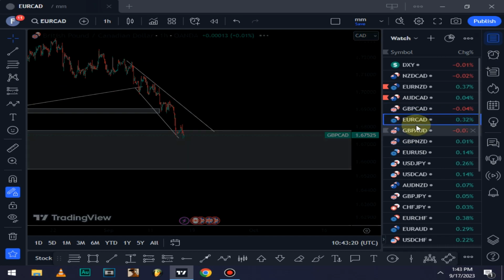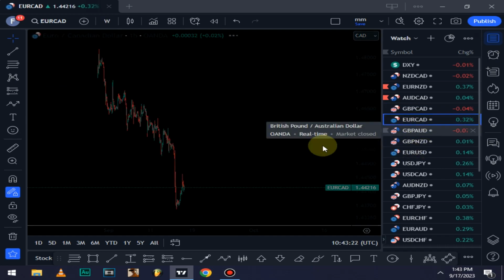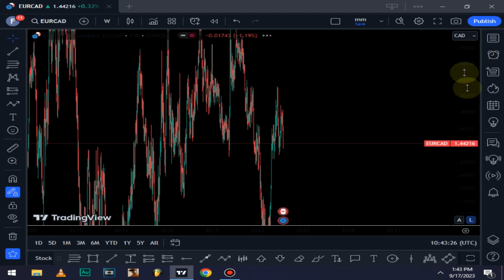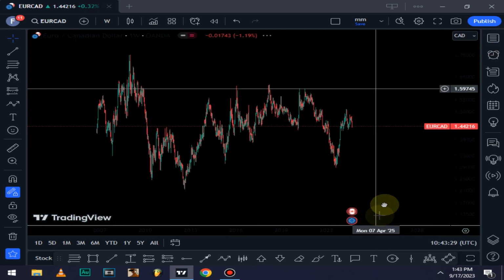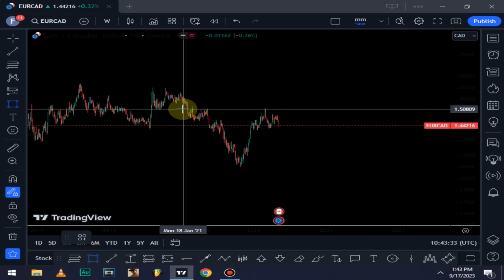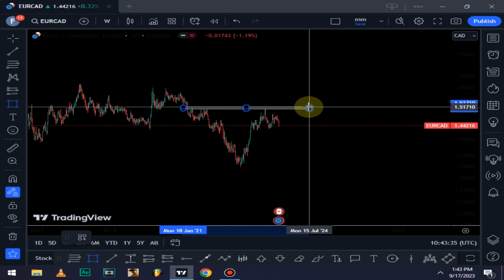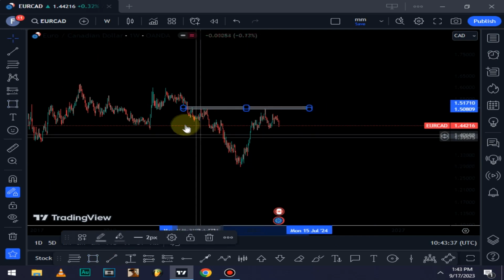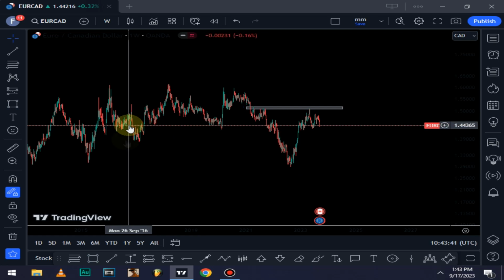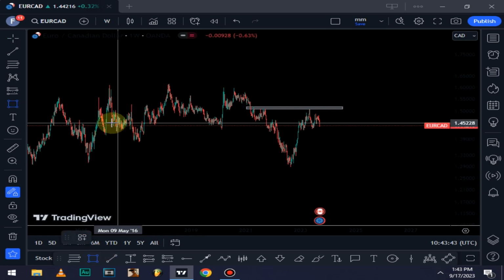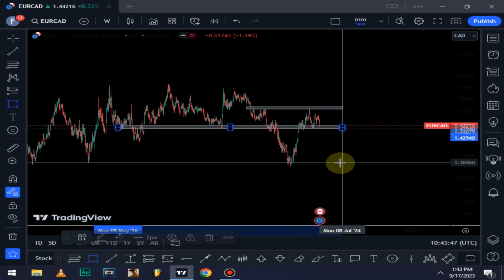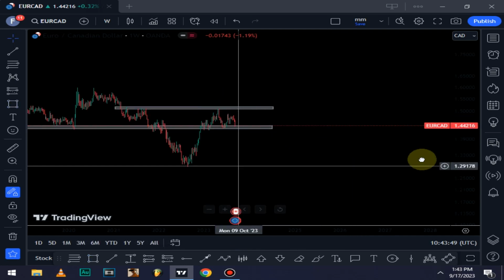Let me go and see what's happening. Euro CAD, let's see here. Okay, let's expand this. So Euro CAD, we also have to identify we had this zone over here. And okay, we need to understand another zone and identify. Okay, we had this zone over here that price did respect for some times, of course. That's what's up. And let's continue.